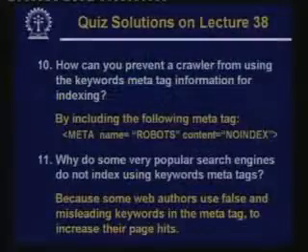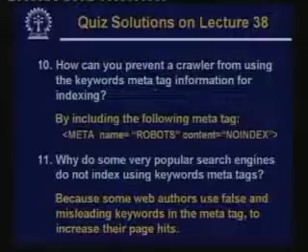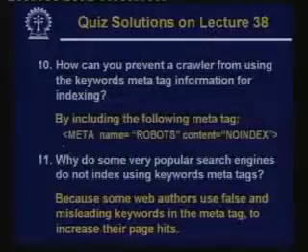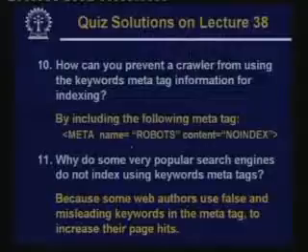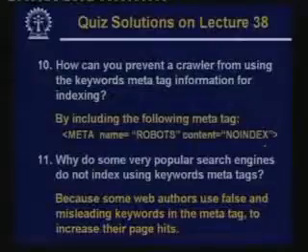How can we prevent a crawler from using the keywords meta tag information for indexing? Well, if you just include this line in your HTML document, this will prevent the web crawler from indexing your site. Meta name equal to robots, content equal to noindex.